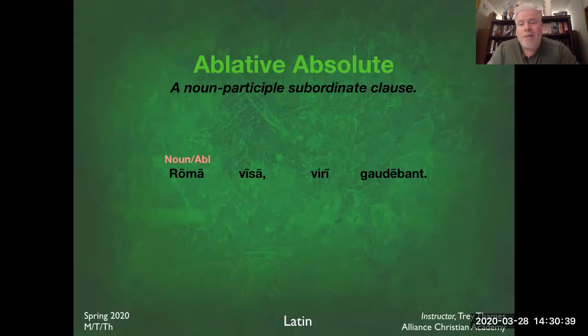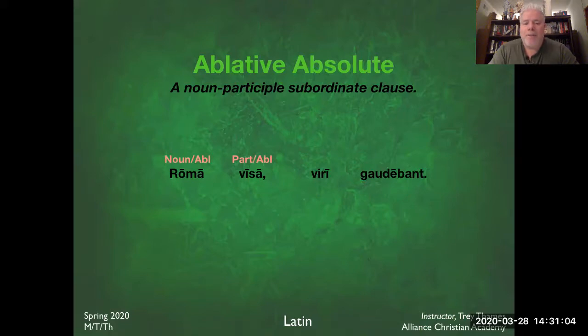If you notice, it probably comes from the word video, videre, vidi, visus. That's the fourth principal part. And of course, you form the passive perfect participle from the fourth principal part. So instead of visus, you have visa. The ending is the long A, ablative singular feminine. And it's modifying the word Roma.